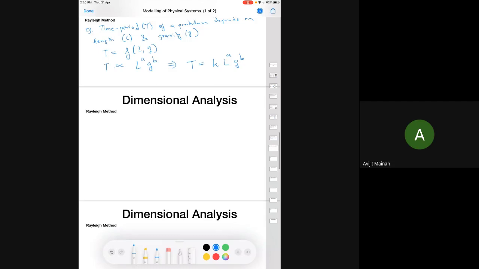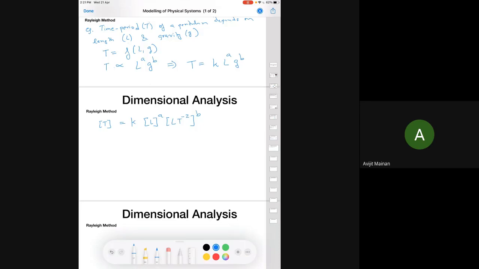Now let's look at the dimensions of the left-hand side. On the left-hand side, we have time period, so we have time. Then we have a constant, then we have the dimension of length to the power a, and then acceleration due to gravity is acceleration, so length per time squared, to the power b.